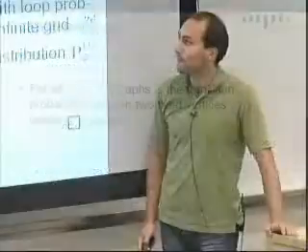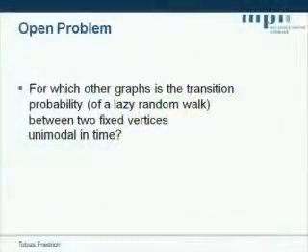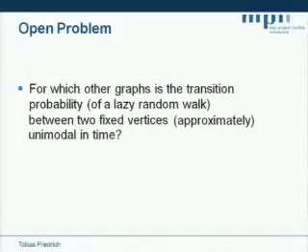torus proof. Okay, to sum up, my open problem for you: for which other graphs is the transition probability between two fixed vertices unimodal in time? For the sake of safety, I mean a lazy random walk. As we have seen for the torus, we needed some approximate unimodality, meaning it's very close to a unimodal function, but so close that the sum of these errors is still small. This holds for the hypercube and for the torus, and maybe one can show similar things for random graphs or random regular graphs. I tried that, but so far no success.